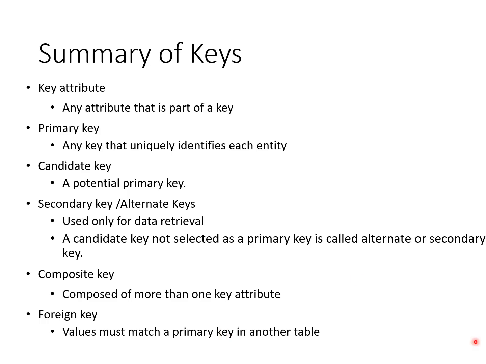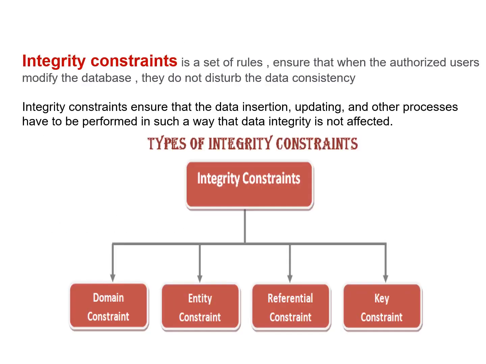And now we will move on to the constraints. The constraints are basically the rules which we are imposing upon a particular table. They are called integrity constraints because they ensure that data insertion, updation, and other processes are performed in such a way that the data integrity is not affected. That means you can do a lot of updation, deletion, and insertion operations, but whatever operation you do, ultimately the integrity of the table has to be maintained. There are different types of constraints: one is the domain constraint, the second is the entity constraint, then the referential constraint and the key constraints. These are the major ones. There are many others as well.